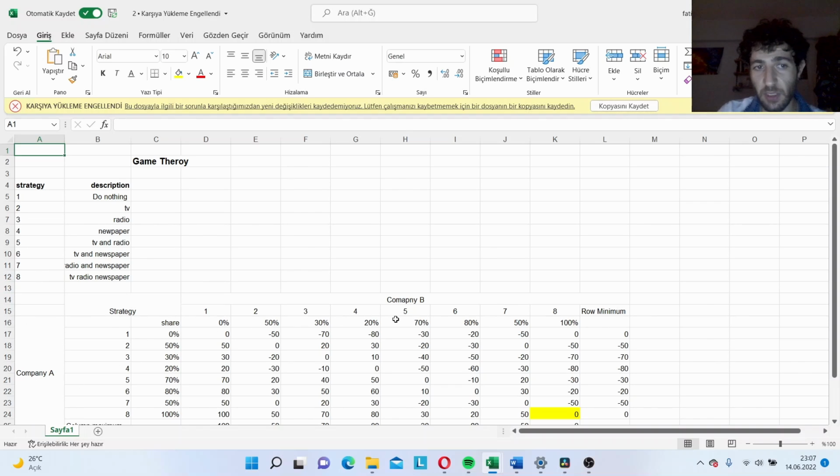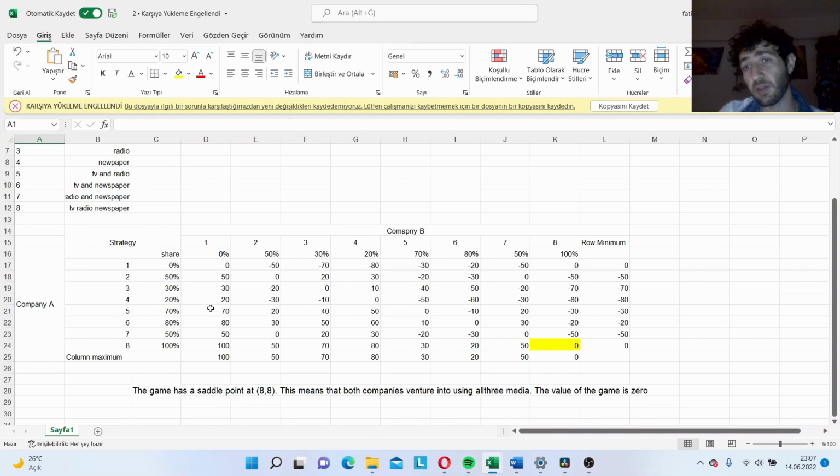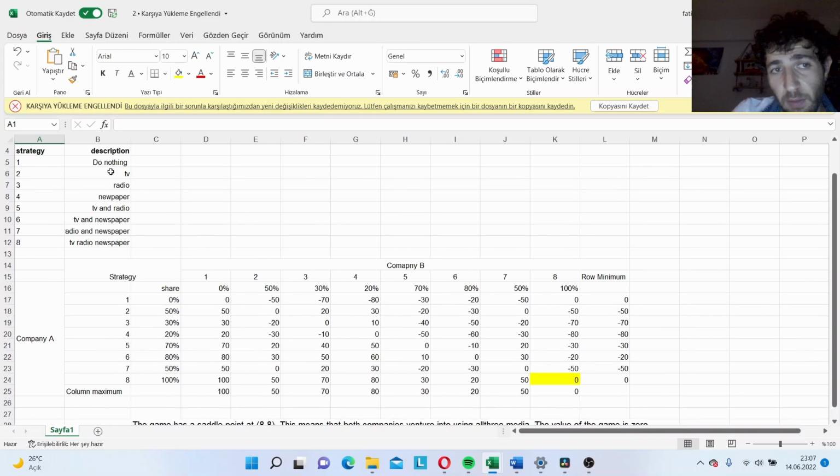We have two companies you see here. On the rows we need to find the minimum values, and for the columns you need to find the maximum values. For this table you see the strategy numbers again, and percentages here. For the first strategy we do nothing, so we need to write just 0. That means these values minus these values. For another cell, we need this cell minus this cell.